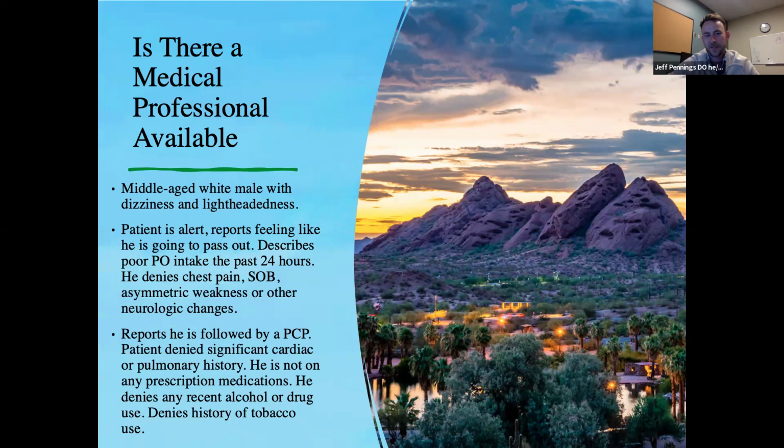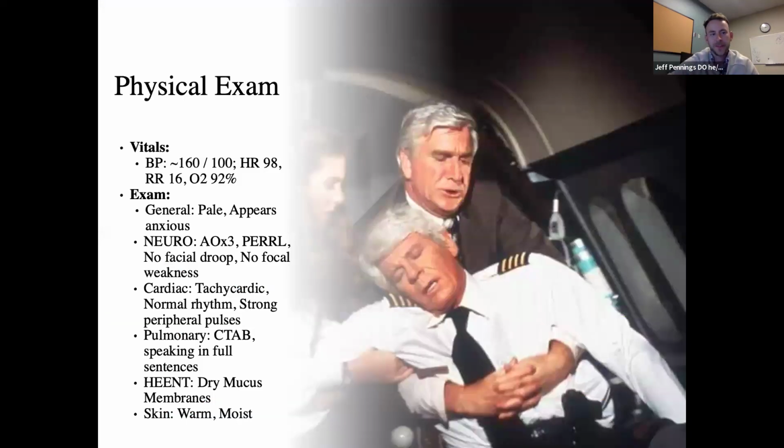He reported that he had a primary care provider, which is an important thing to gather because there are people that, of course, have limited access to care. So even if they don't tell you they have any significant past medical history, they might have unknown cardiac and pulmonary disease. So important to see if they do have someone that follows them regularly. And then he told us he was not on any prescription medications, denied any recent alcohol or drug use, and denied any tobacco use.